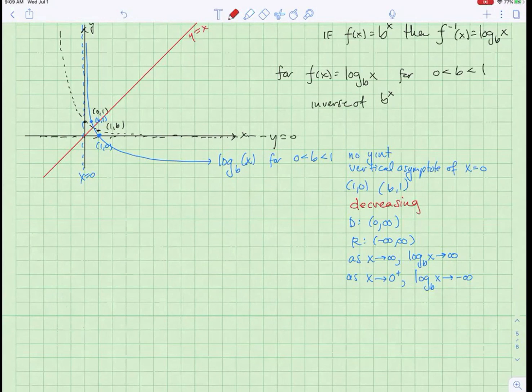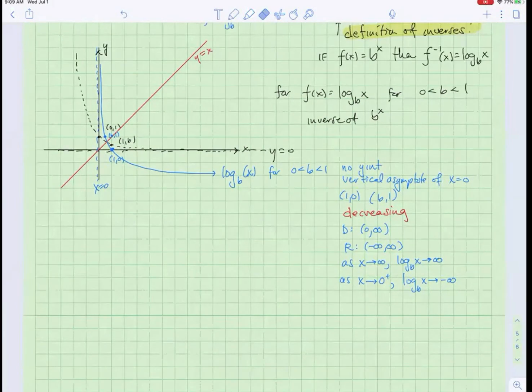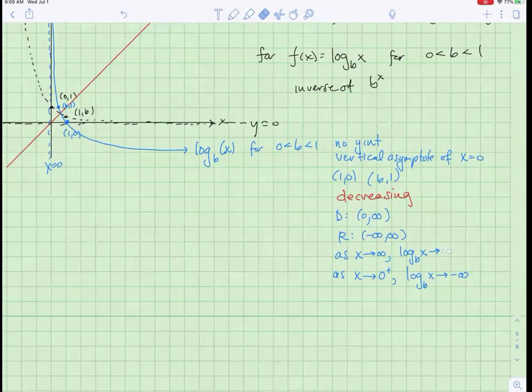It's still got the same domain. It's still got the same range, but its end behavior is a little bit different. This time as x goes to infinity, the log goes to negative infinity. And as x goes to 0 from the right side, this one gets arbitrarily large.